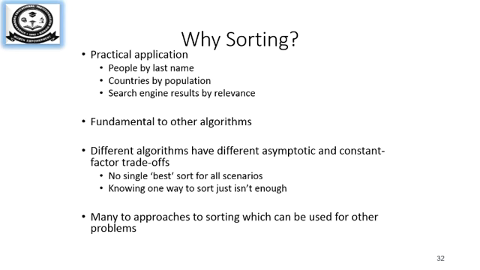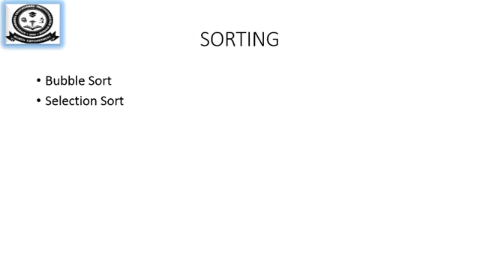We have several sorting techniques. Each and every technique is best under certain scenarios, so we have to identify which sorting is best for which type of data set. Many approaches are there to sort, and they are used for different types of problems. We'll see them one by one. Today we'll be seeing two techniques: bubble sort and selection sort.